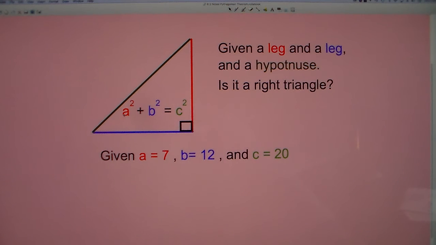So a and b are on the left-hand side of the equal sign, and c is on the right-hand side of the equal sign. 7 squared is 49. 12 squared is 144. And that's equal to 20 squared, which is 400. So we're going to crunch that out.